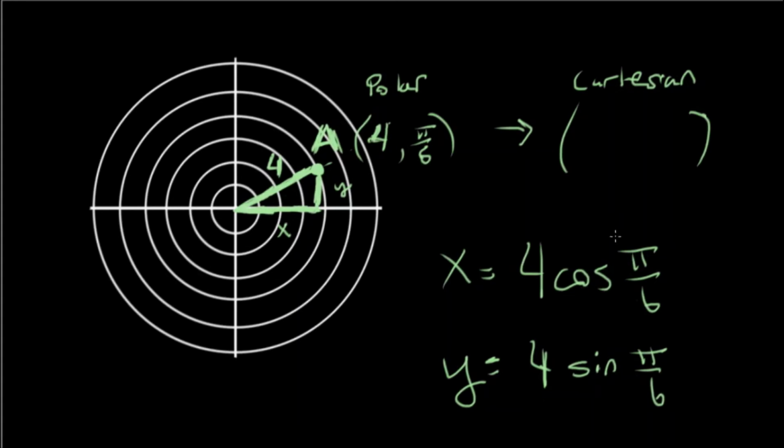Let's just evaluate it real quick. Cosine pi over 6, what is that, root 3 over 2? So times 4, that's going to be 2 root 3. And then sine pi over 6 is 1/2, times 4, that's 2. All right, there it is, the Cartesian coordinate. Converting from polar to Cartesian just amounts to right triangle trig.